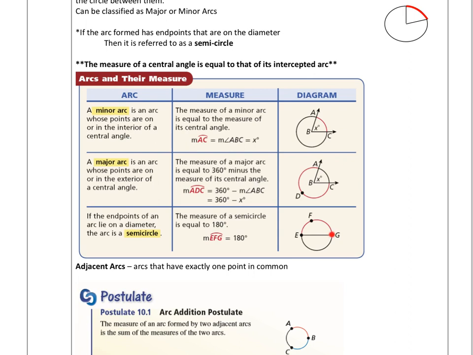That's how it would be classified. So then you are wondering, what if it was cut in half like this? Well, if it's cut in half and the endpoints of an arc lie on what we call the diameter, then we're just going to call it a semicircle.